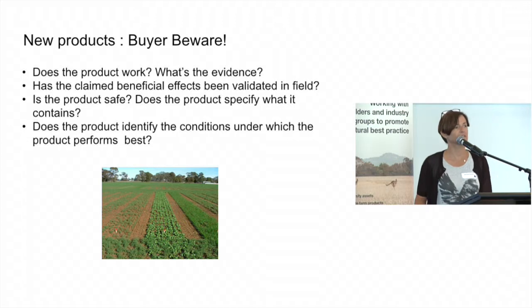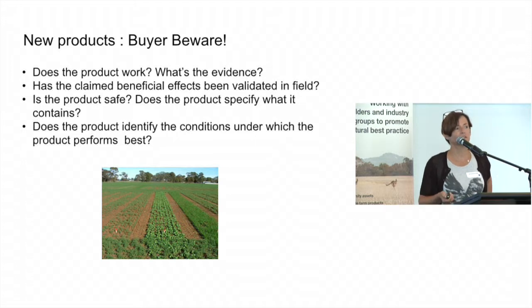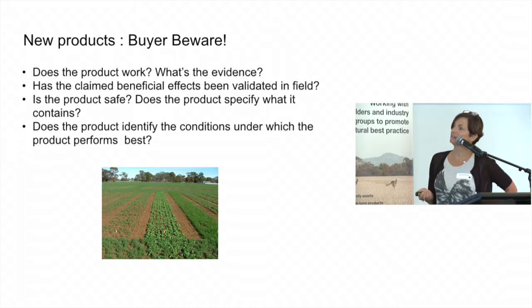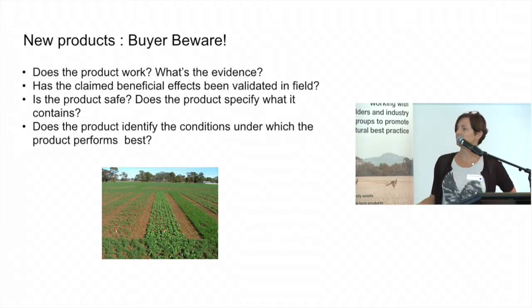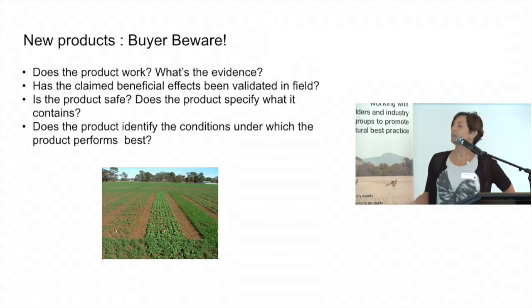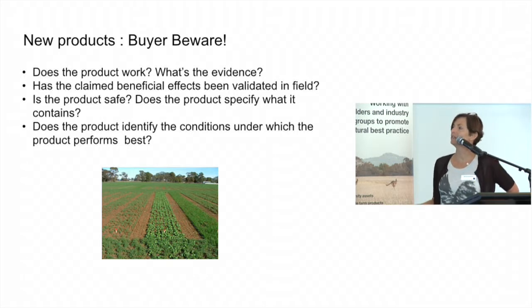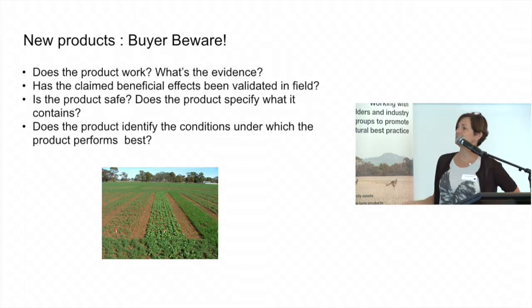There's lots of new products available, but I think you've got to ask yourself a few basic questions. Does the product work? What's the evidence to show that it works? Have the claimed beneficial effects been validated in the field? Are there trials, like these ones that are run for rhizobial inoculants? Is the product safe? Does it contain organisms that might be risky to human health? Does the product specify what it's got in it? Is there any QA that it actually contains what it says it does?